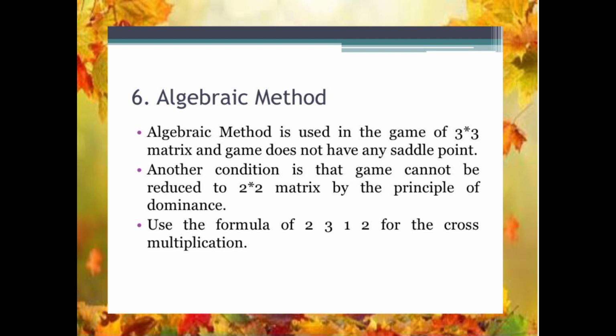My topic is a continuation about game theory. Algebraic method. The algebraic method is used in the game of 3 by 3 matrix, and the game does not have any saddle point. Another condition is that the game cannot be reduced to a 2 by 2 matrix by the principle of dominance. Use the formula of 2, 3, 1, and 2 for the cross multiplication.